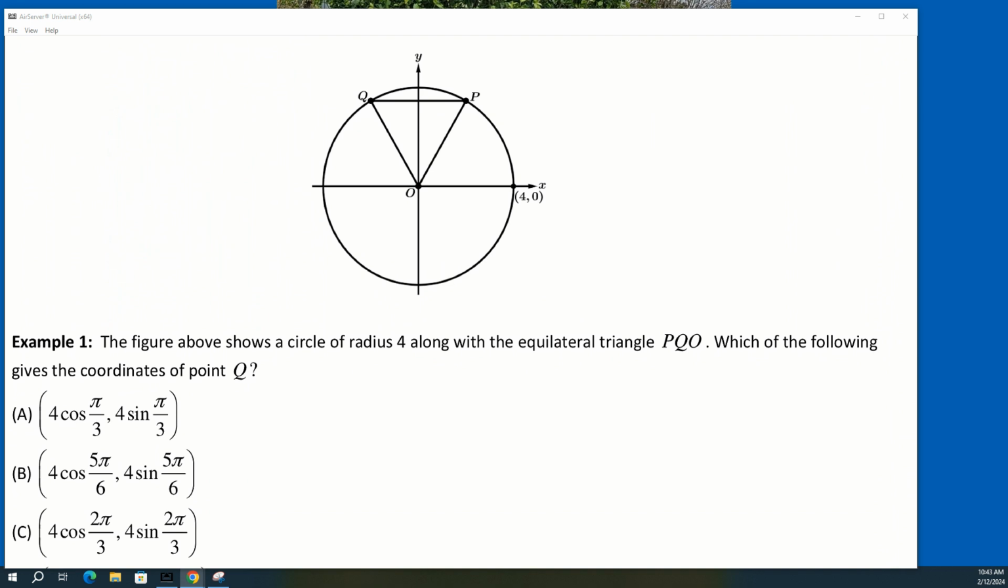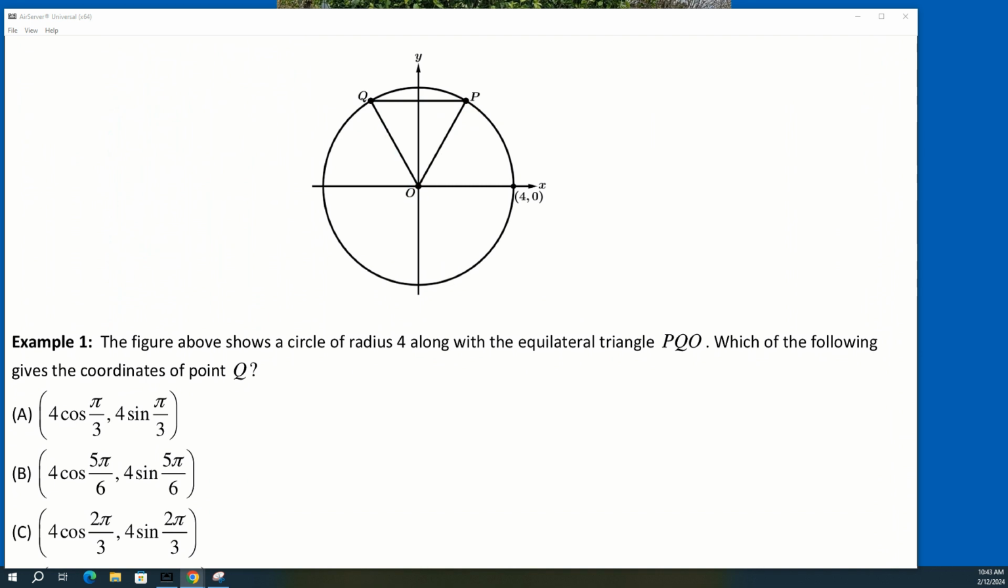All right, so on example 1, we have a figure and it has that the radius is 4 and that we have an equilateral triangle. The triangle PQO creates an equilateral triangle. And so we want to know which of the following is the coordinates of Q.